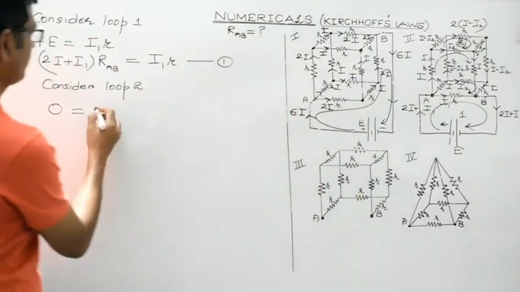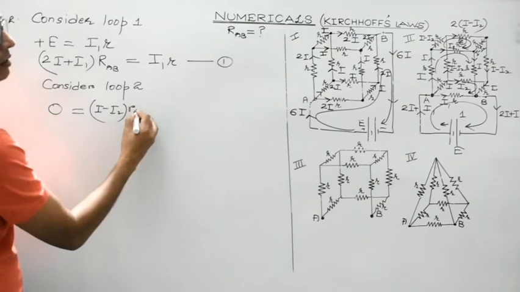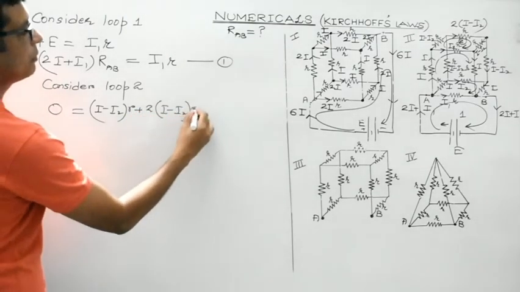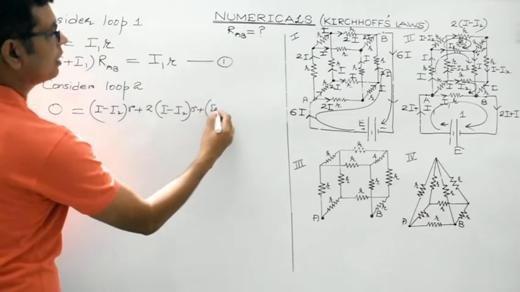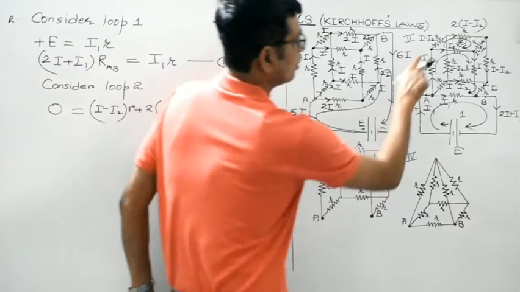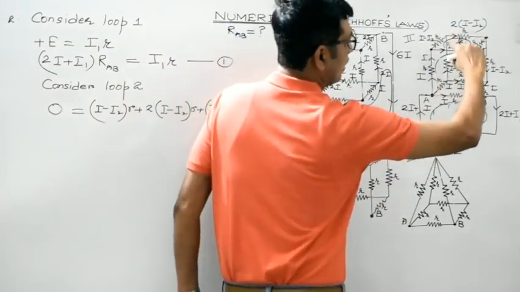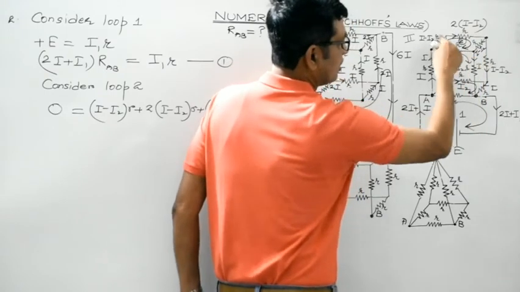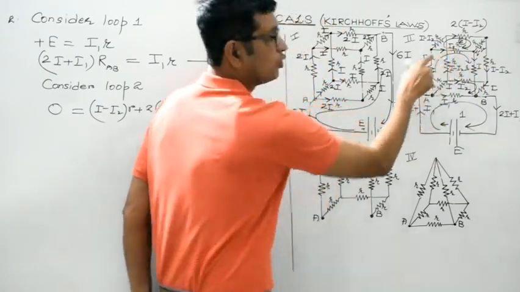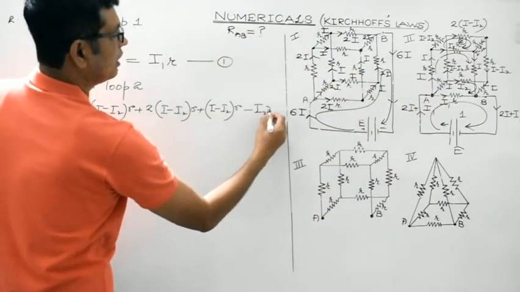So it will be (I minus I2) multiplied by R, plus twice (I minus I2) multiplied by R, plus (I minus I2) multiplied by R, right? So these are the 3 branches we have considered, and this one is the 4th branch. I am measuring the loop in the clockwise direction, and in this branch the current is flowing in the opposite direction. So this current I2 is to be taken as negative, so it is minus I2R.